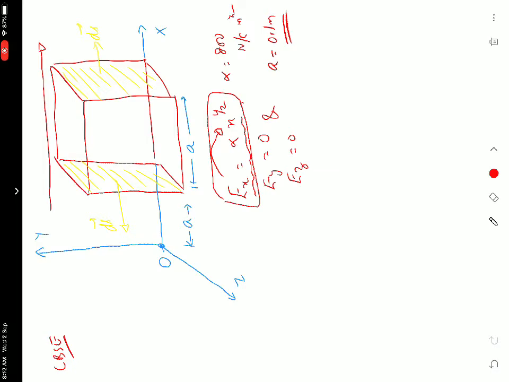Anshuman, can you tell me the distance of the left face from the origin? How far is the left face? A. Okay, what is the distance of the right face from the origin? 2a. Okay, on which face is the electric field greater, the left side face or the right side face? The right side. So the meaning of this equation is, as x increases, electric field also increases. The direction is the same but the magnitude is different.